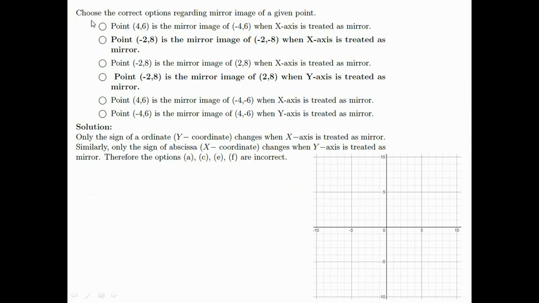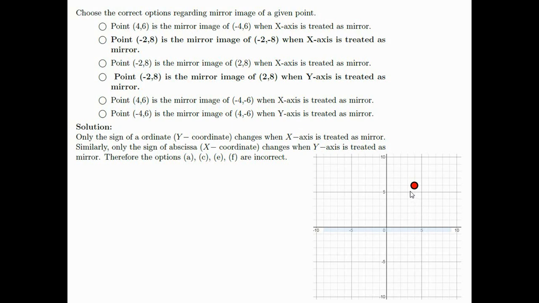Thank you. Hello. The question is, choose the correct options regarding the mirror image of a given point. So the options are that point 4, 6 is the mirror image of minus 4, 6 when the x-axis is treated as a mirror. So when the x-axis is treated as a mirror, then like this, and then we have a point 4, 6.